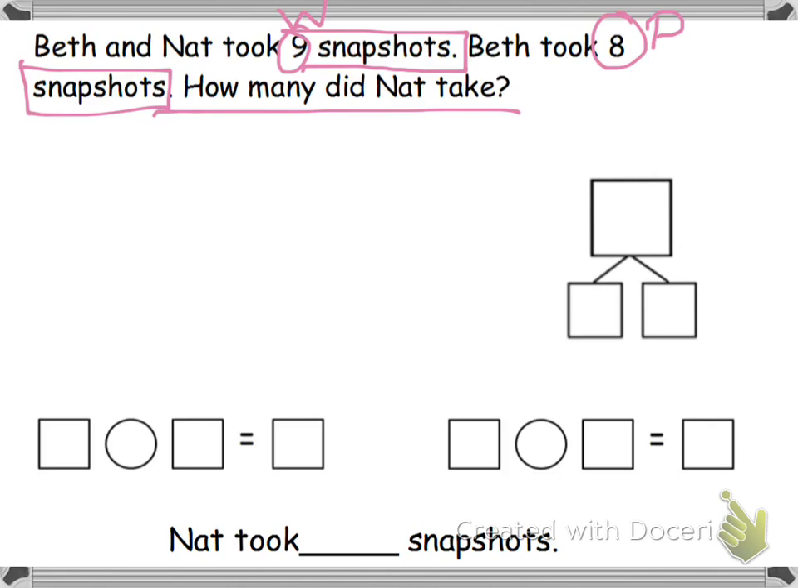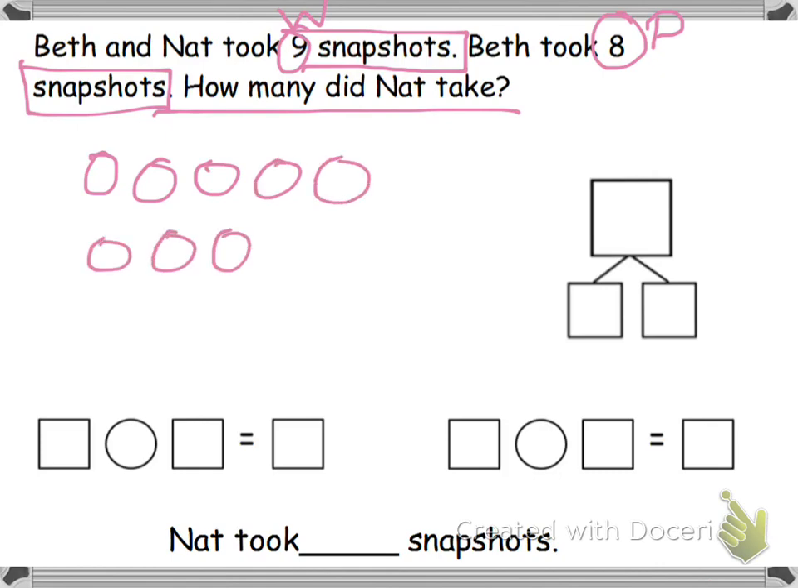So the first thing we're going to do is draw our whole. Our whole is 9. Let's draw 9. 4, 5, 6, 7, 8, 9. I do it in 5 group rows. That means once we draw 5 in one row, we have to go to a new row because that row is full. So now we know that Beth took 8 snapshots. So I'm going to circle 8 of these circles. So this is how many that Beth took. Now how many is left is how many that Nat took.